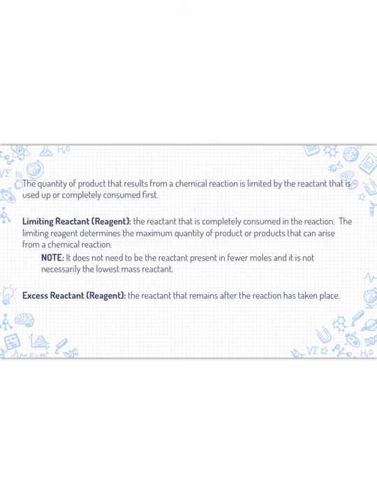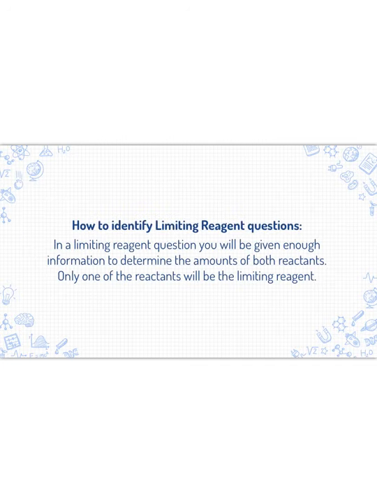Note, it does not need to be the reactant present in the fewer number of moles or fewer pieces, and it is not necessarily the lowest mass reactant. So in our previous example, we had 10 graham crackers, which wasn't the lowest number, yet it was the limiting reagent. So don't take the number of pieces or the number of moles of just one compound. We have to think about how many products it can make before we can decide if it is limiting or excess. The excess reactant or reagent is the one that remains after the reaction has taken place, kind of the leftovers.